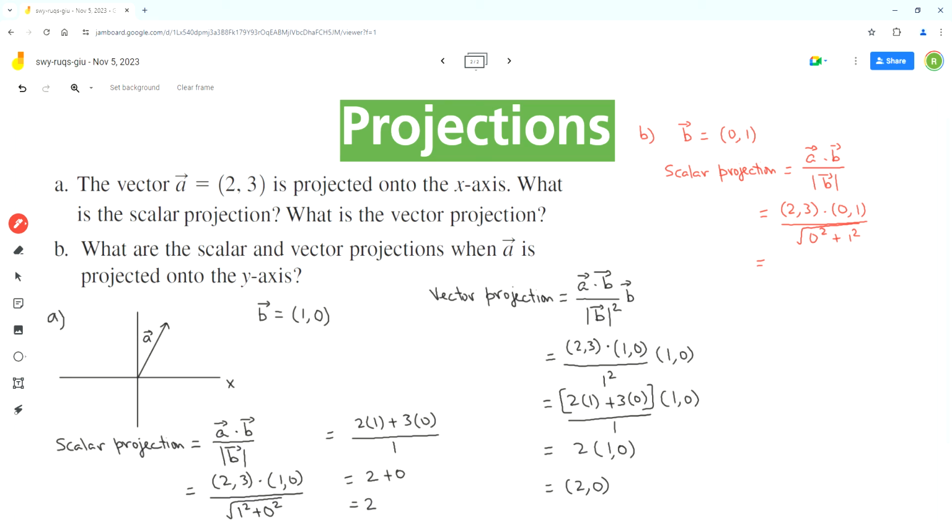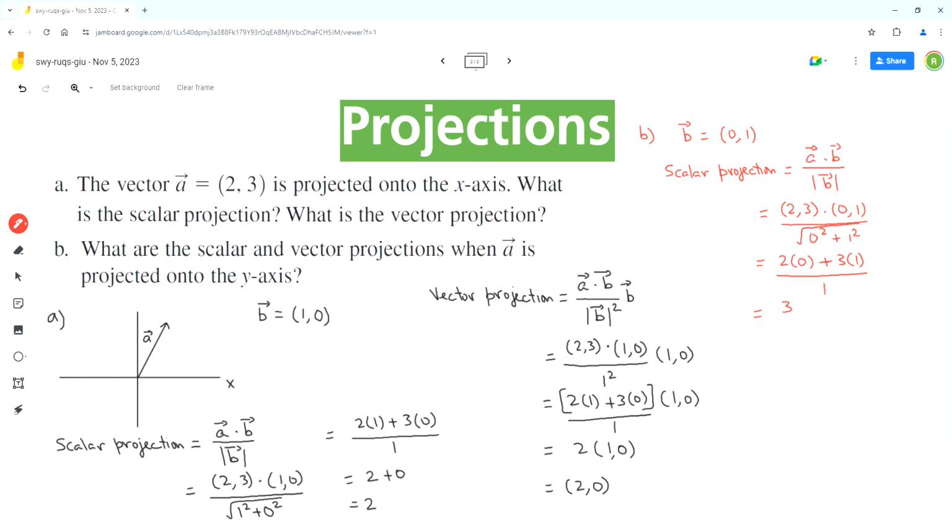Now we can do the dot product in the numerator. So 2 times 0 plus 3 times 1. And in the denominator, we just get 0 plus 1, which is equal to 1, and square root of 1 is 1. And in the numerator, we just get 3. So this is the scalar projection of vector A on the y-axis.